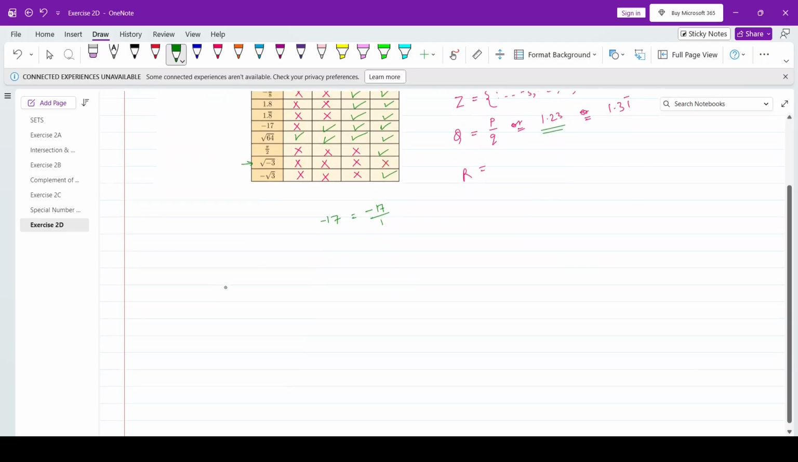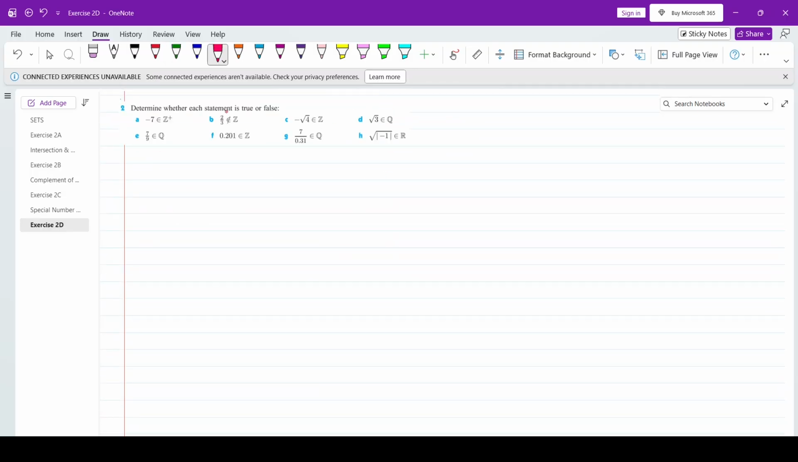Let's move on to the next question. Determine whether each statement is true or false. Z plus is a set of positive integers, but negative 7 is not a positive integer, so this will be false. 2 by 3 is not an element of integers. This statement is true. Yes, it is not a part of integers.